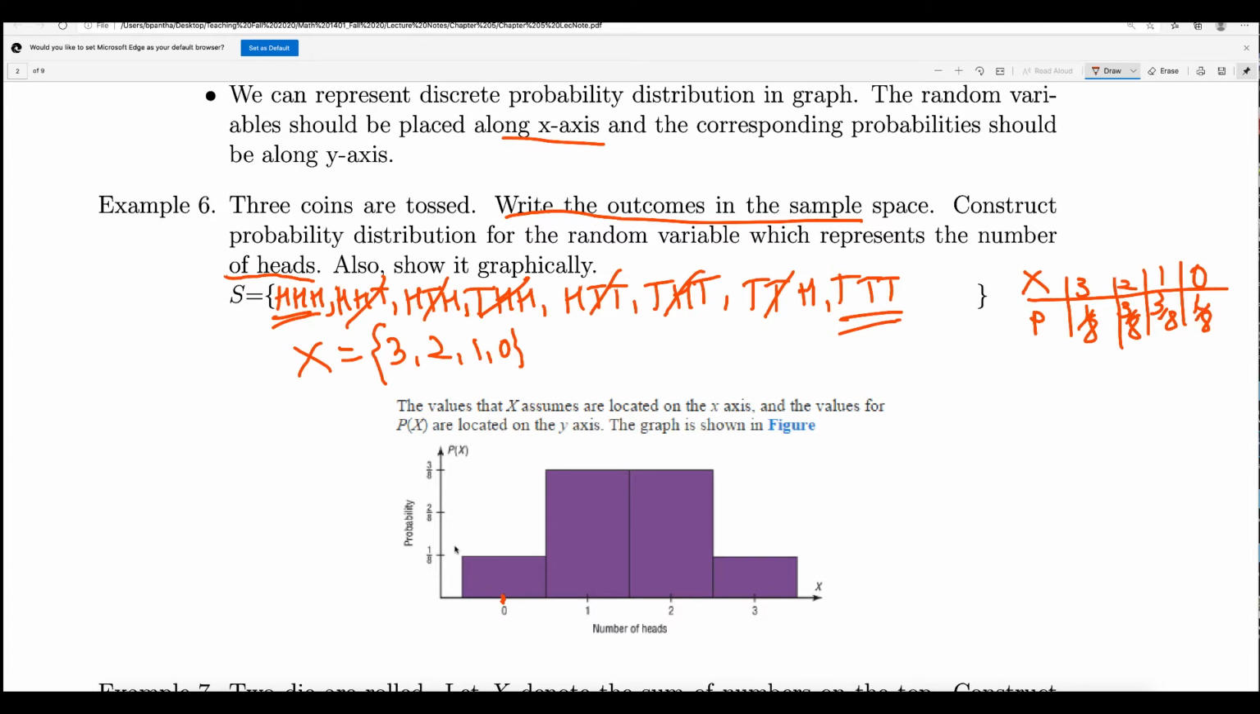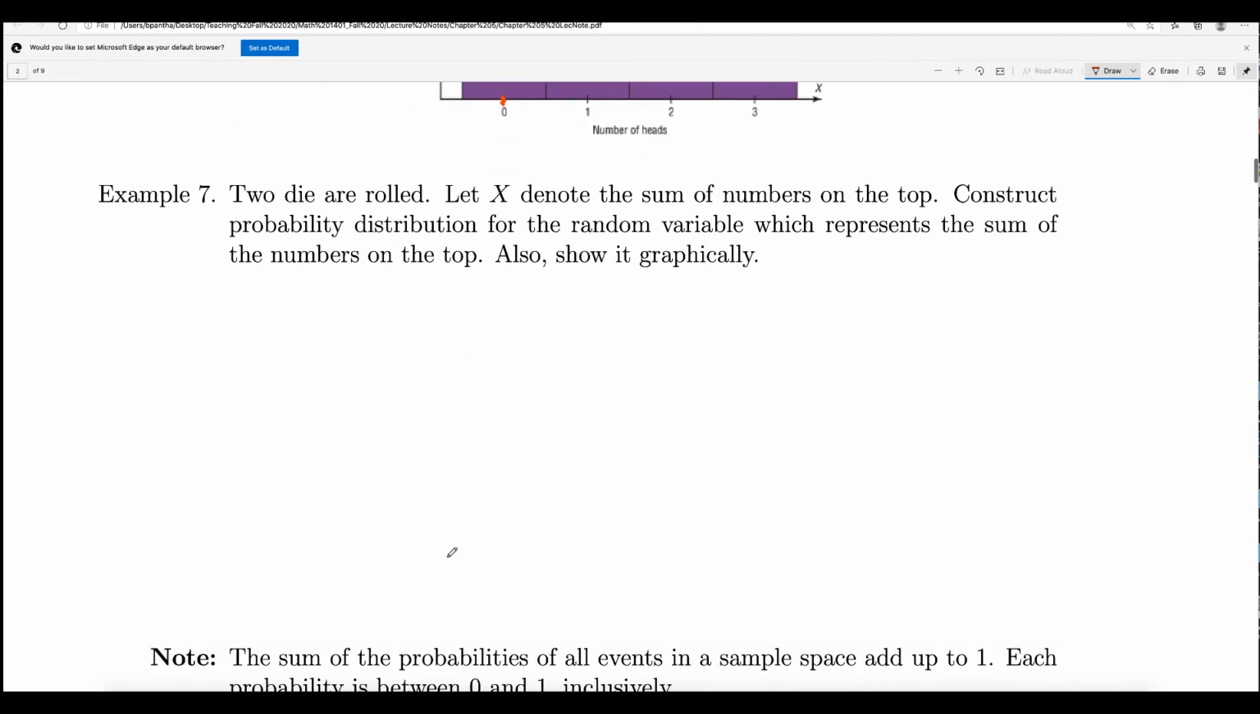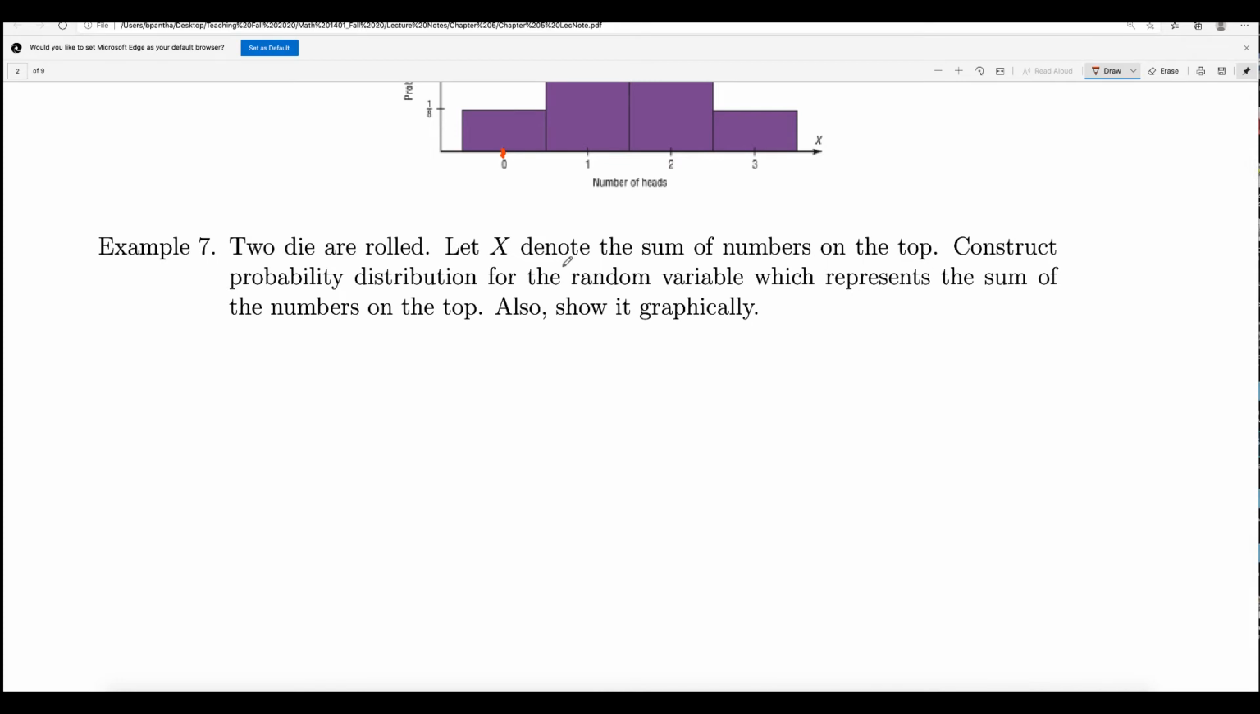Okay, let us do one more example here. What it says is 2 dice are rolled. Let x denote the sum of the numbers on the top. Construct the probability distribution for the random variable which represents the sum of the numbers on the top. Let me first write down the sample space.